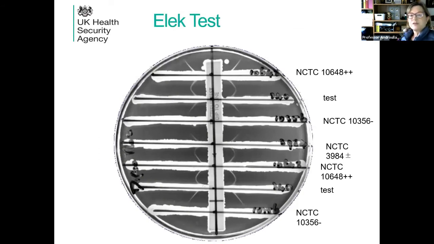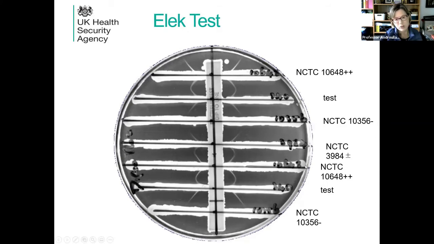But first of all, this is the classic ELEK test, quite complex. The medium is usually prepared in-house. It's not a difficult medium to prepare, but unfortunately it's not commercially available. So we have controls, we have positive, negative, and weak positive controls, and each plate will accommodate 2 test strains. Normally the culture is streaked across the plate, like so, and an antitoxin disc is placed in the middle of the plate.